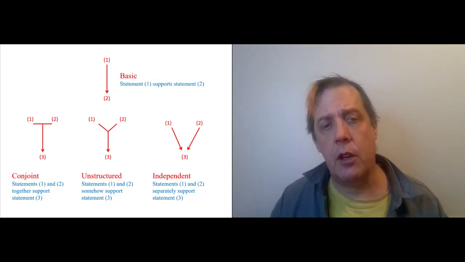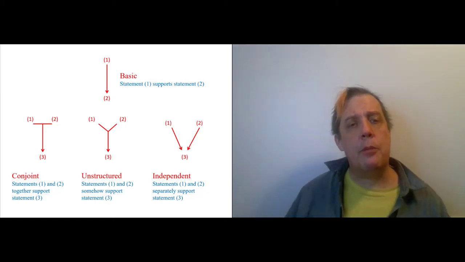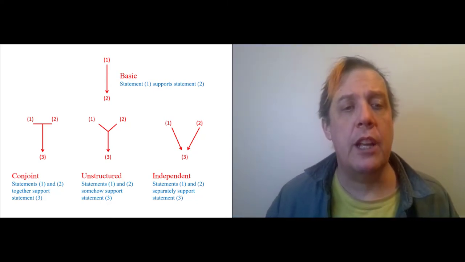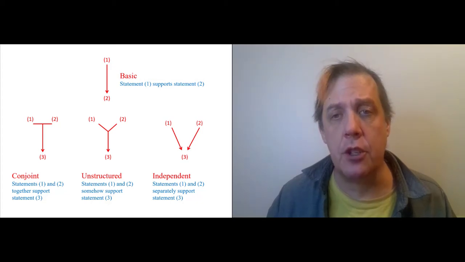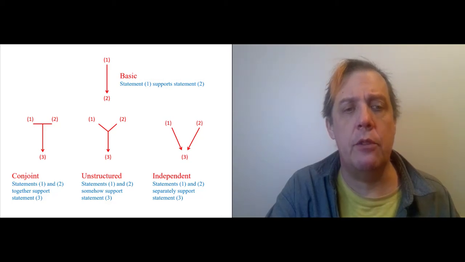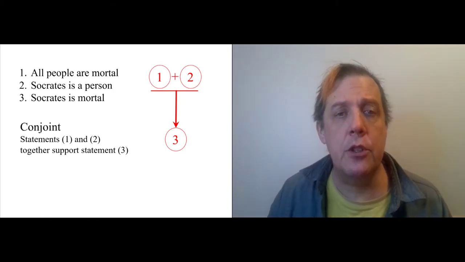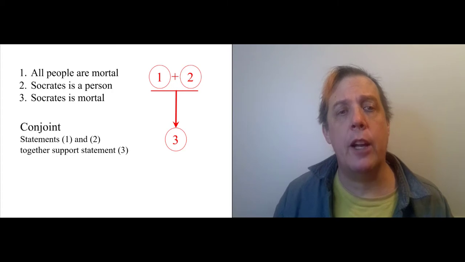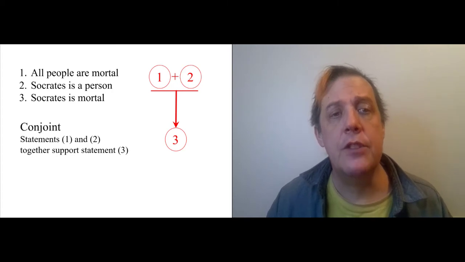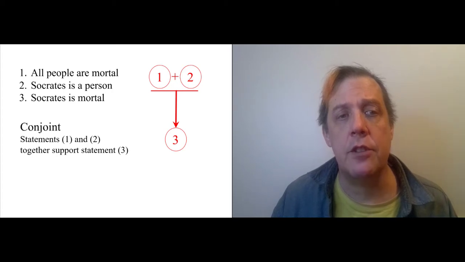The other more complicated elements all involve having two premises where you attempt to represent the relationship between those two premises. And there the relationship can be conjoint, unstructured, or independent. So let's just review those last three examples. So with conjoint premises, the two premises require each other's presence in order to provide sufficient evidence to believe the conclusion. So our standard example here, all people are mortal, Socrates is a person, Socrates is mortal.